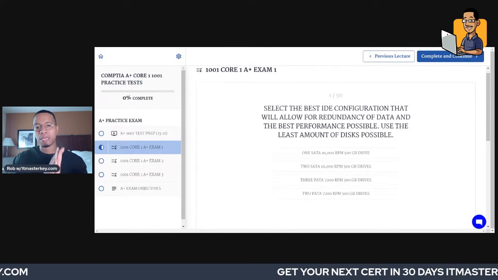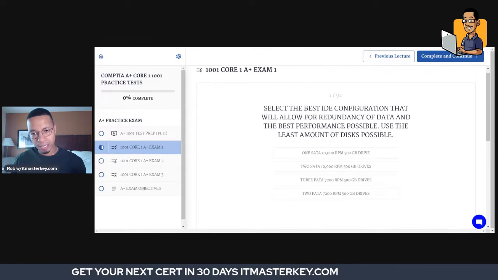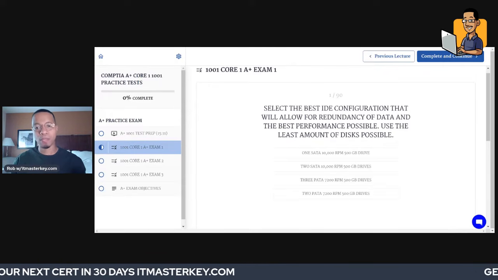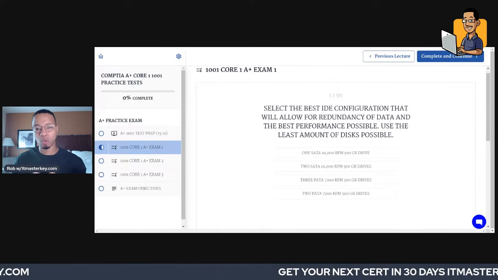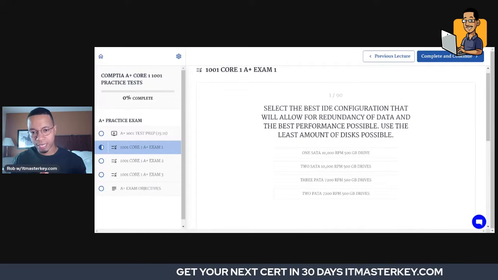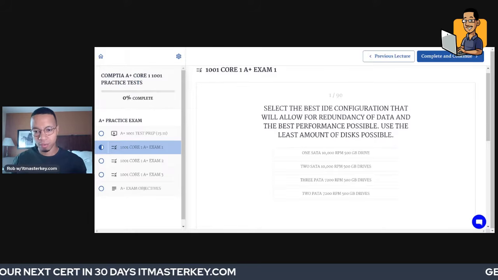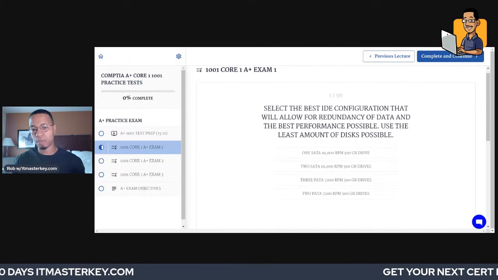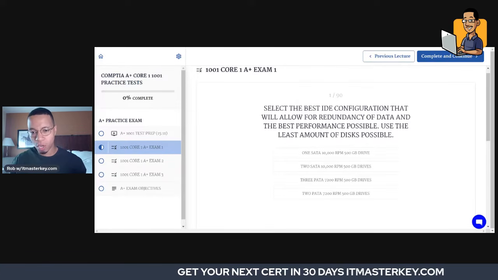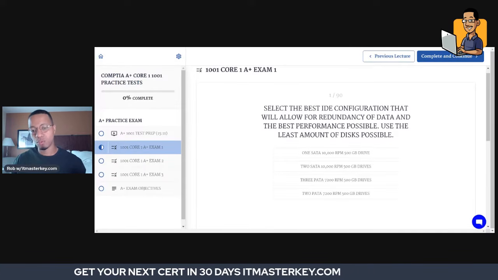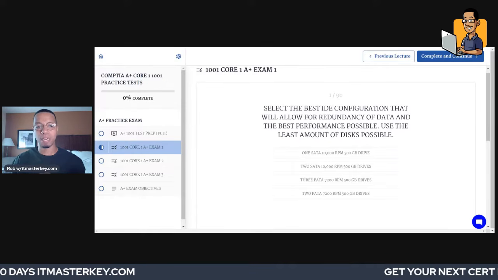Okay. All right, so select the best IDE configuration that will allow for redundancy of data and the best performance possible. Use the least amount of disks possible. So what do we think the answer is? Do we think it's one SATA with 10,000 RPM, 500 gigabyte drive, two SATA with 10,000 RPM, 500 gigabyte drives, or three PATA, 7,200 RPM, 500 gigabyte drives, or two PATA, 7,200 RPM, 500 gigabyte drives? Give you guys some time to think about it.